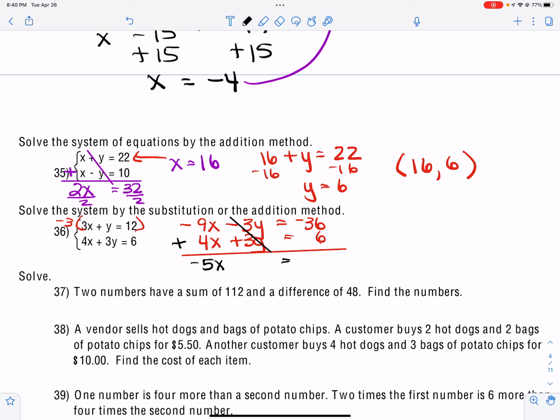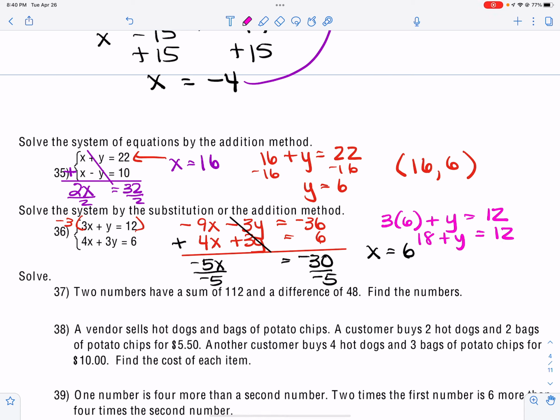-36 and positive 6 makes -30. Divide through, and so that tells me that x is 6. And once I know what x is, substitute it into either one of the original equations. I'm going to take 3 times 6 and add y and get 12. So 18 plus y is equal to 12.